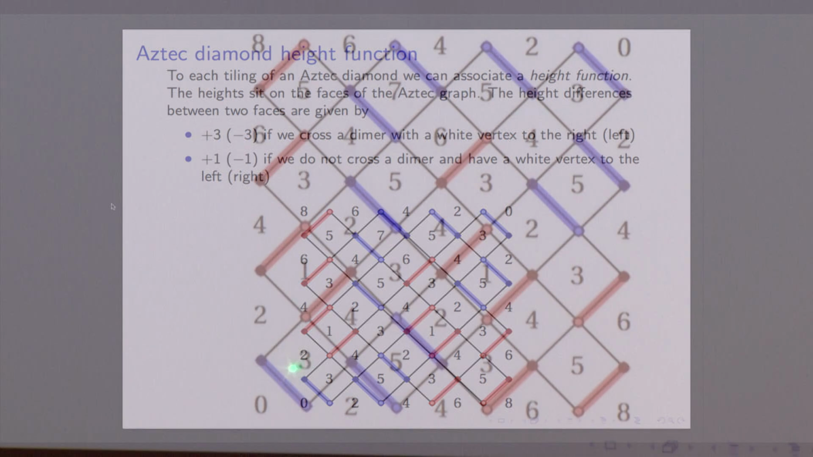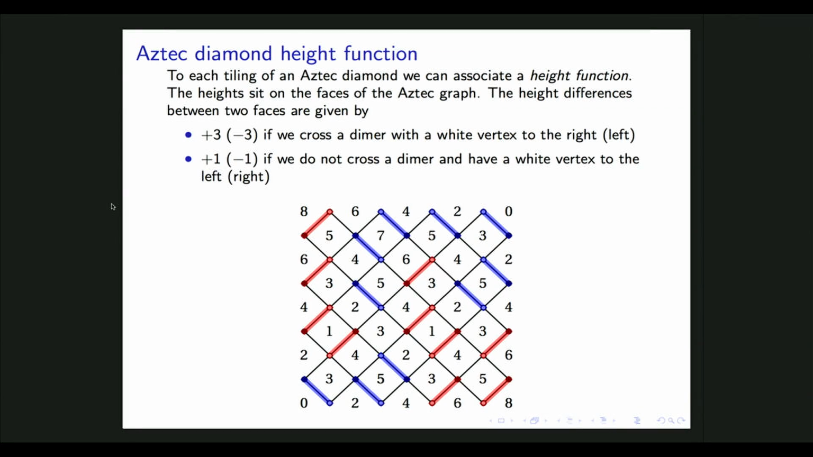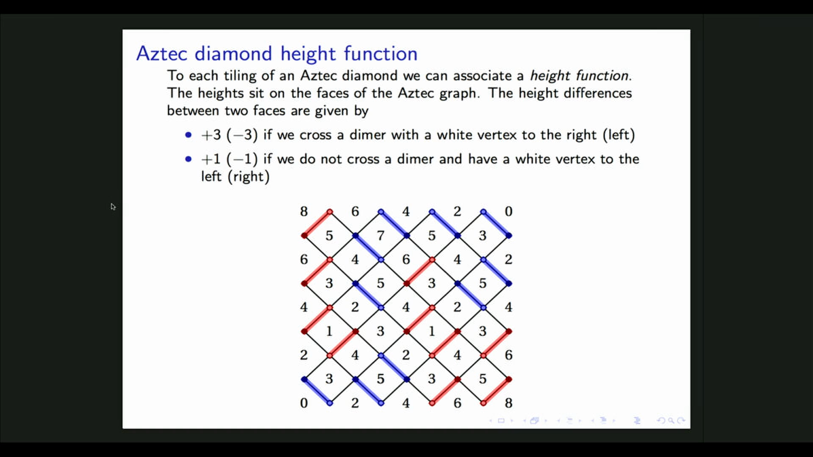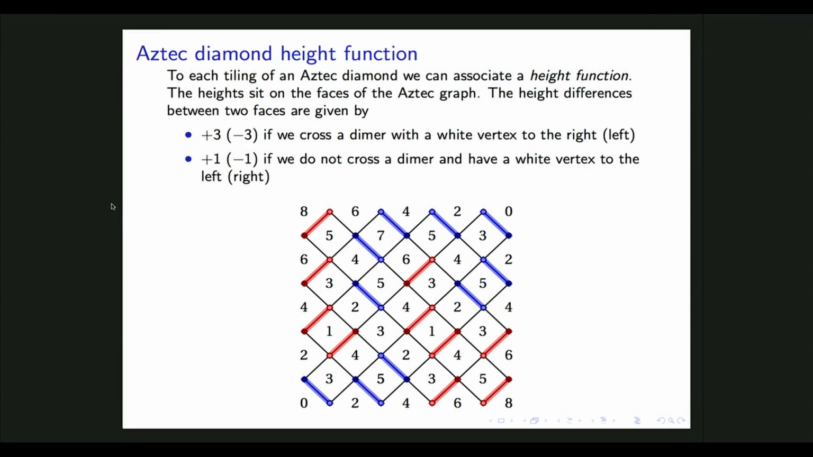If you start here, you can just go through and you see that these definitions are consistent when you go around a point like this. So in this way, we can associate with this random tiling or dimer configuration these heights, which sit on the faces of this graph. And of course, you can go the other way around: if you have a height function which satisfies certain restrictions, you can go back and recover the tiling.